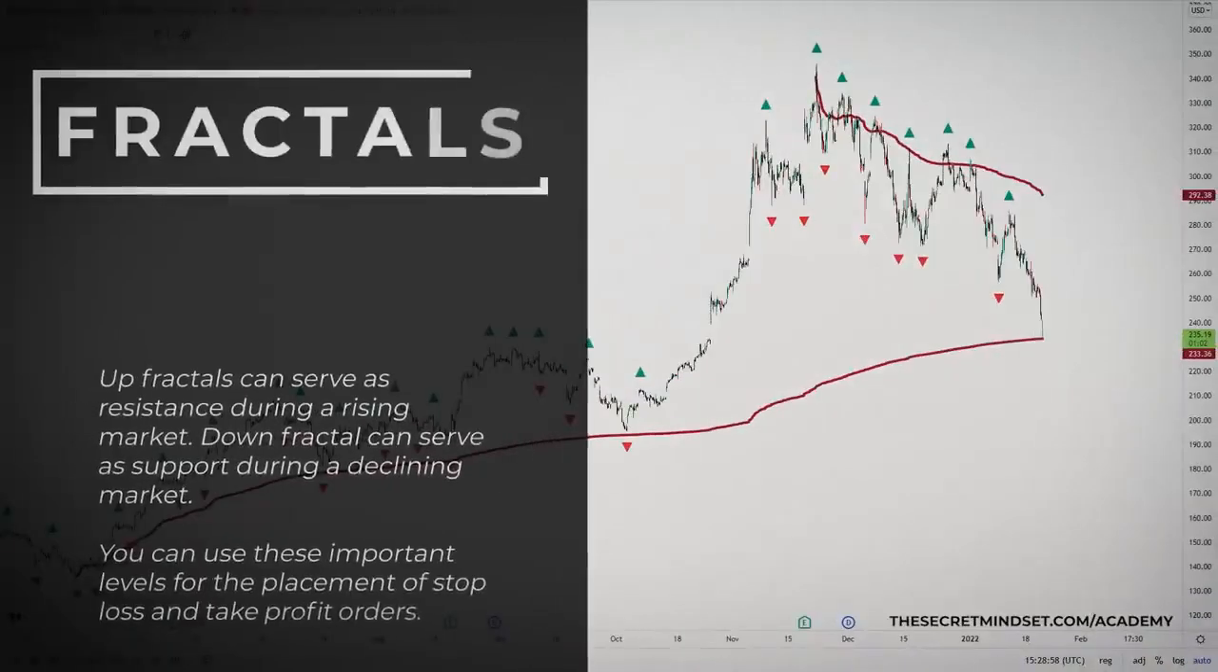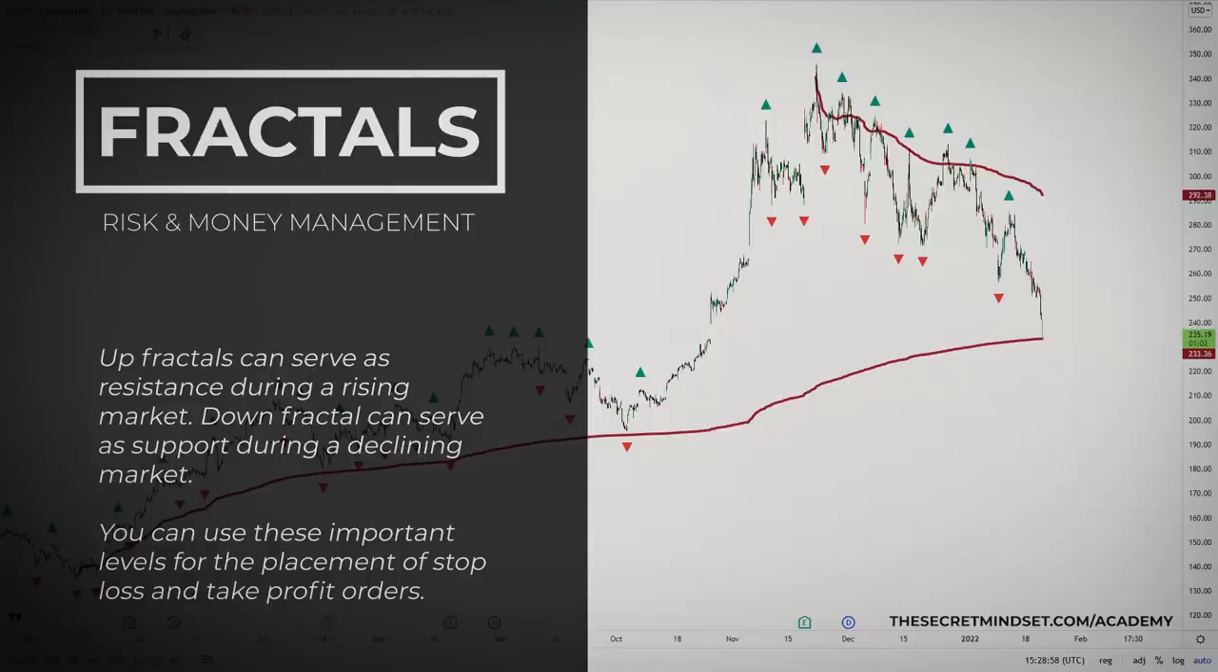Fractals can also be used during the trade management process. We know that an up fractal can serve as a resistance during a rising market, and that a down fractal can serve as a support during a declining market. As such, you can use these important levels for the placement of stop loss and take profit orders.